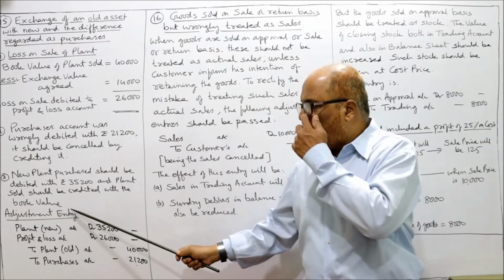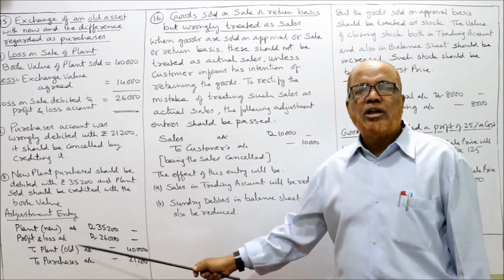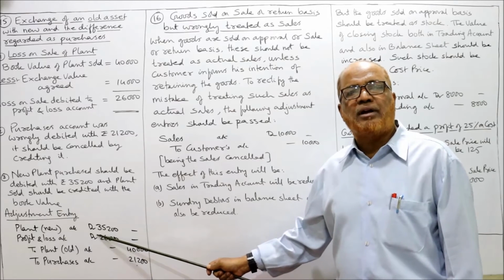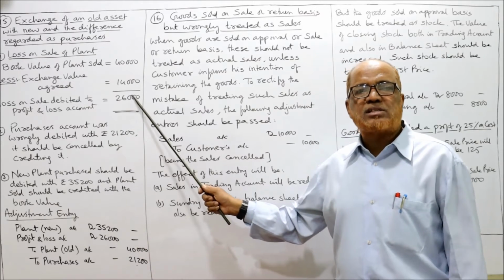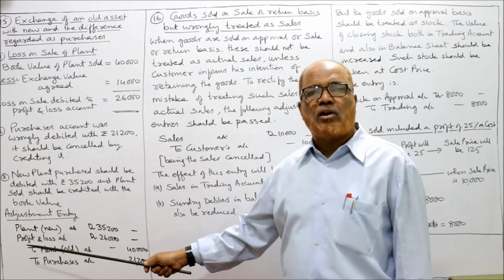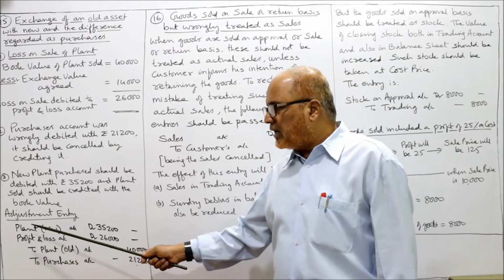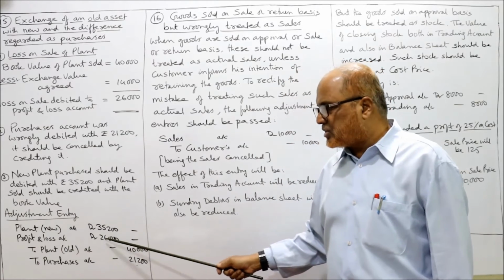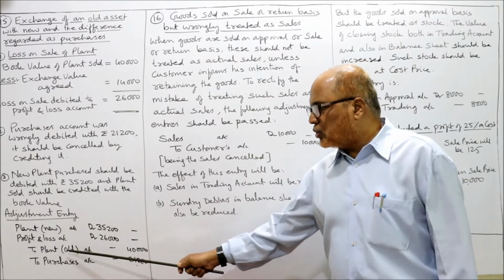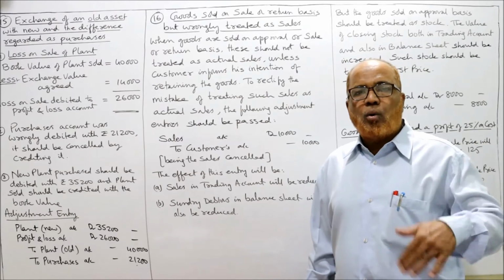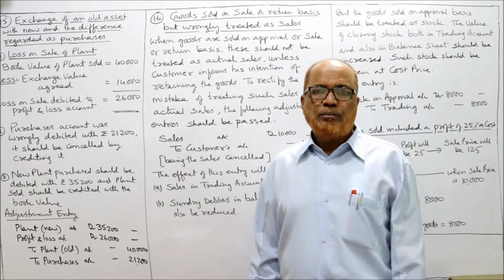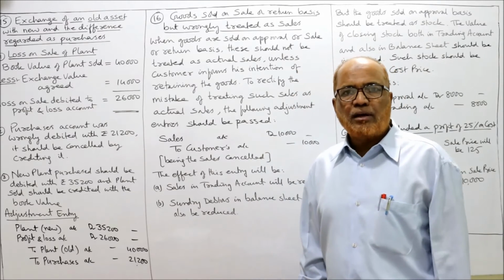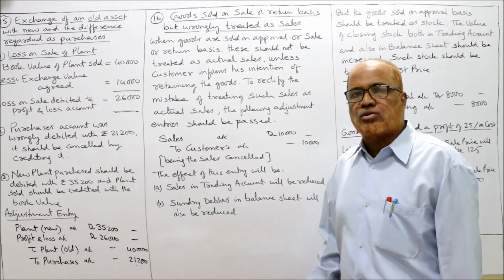So the adjustment entry will be like this. New plant, 35,200, should be debited. And the loss of 26,000 rupees should be debited to the profit and loss account. The new plant 35,200 should be debited and the profit and loss account loss of 26,000 debited. To old plant: the old plant should be credited with the book value. The book value of the plant is 40,000.